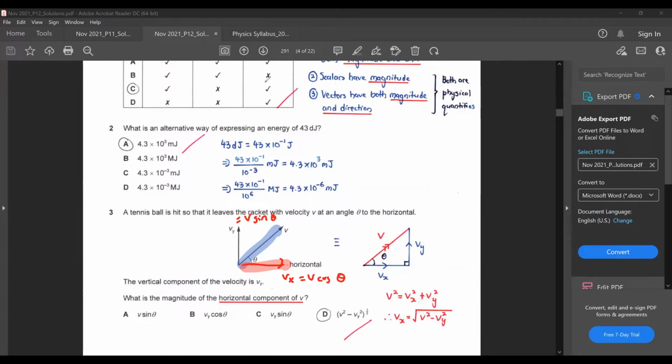There's nothing wrong with that, but you notice it's not in any of your answer choices. You have v sine theta, you have vy cos theta, you have vy sine theta, you have square root of v square minus vy square, but you have no v cos theta. Okay, v cos theta is correct, but it's not inside your answer choices. So you have to do it some other way. Now you know that vx and vy are actually resolved from v itself. If you try to combine vx and vy again, you will get back v.